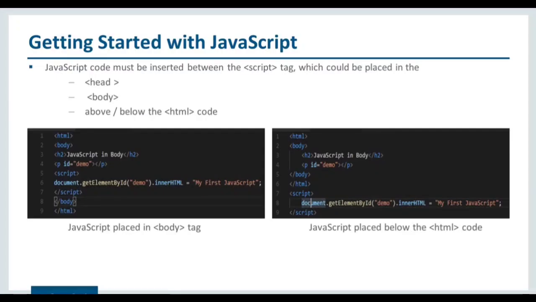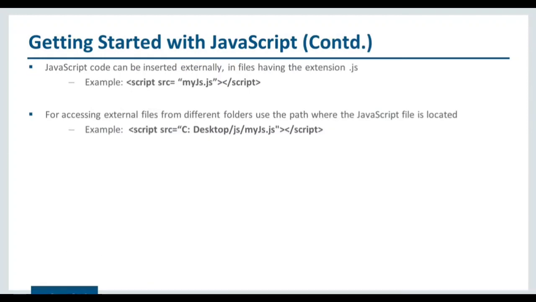So that's what we have done. We just got started with JavaScript, and you can see how we have added our script tag. The script tag can be added within the body tag or even below the HTML. Even when the HTML gets over, you can write your JavaScript. Not an issue. How to add it internally and externally?